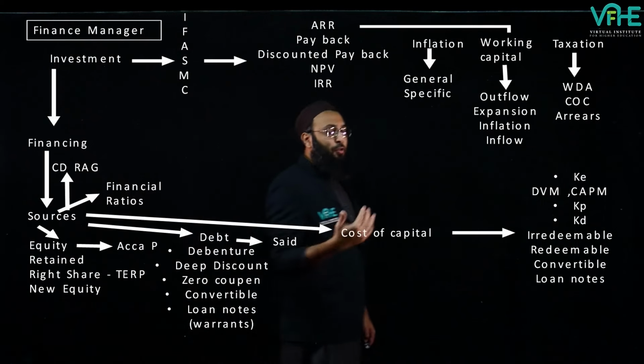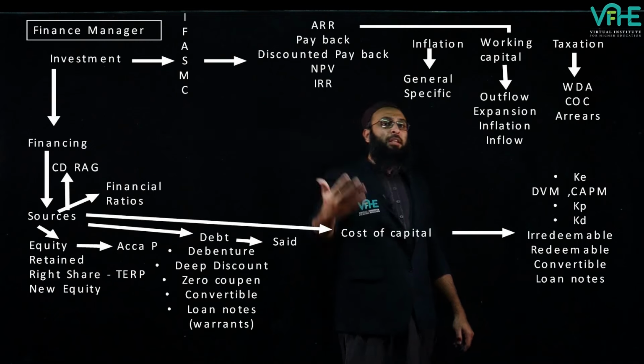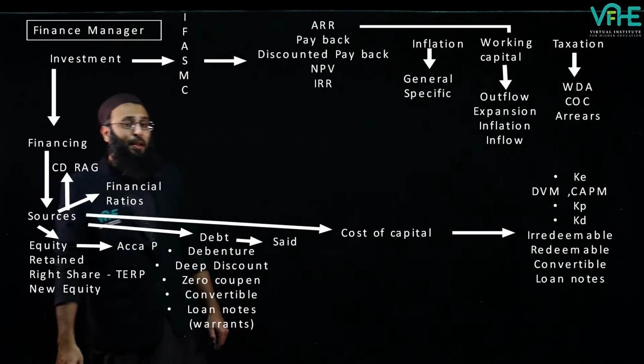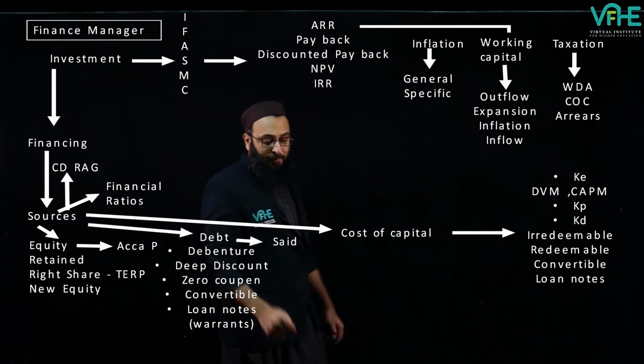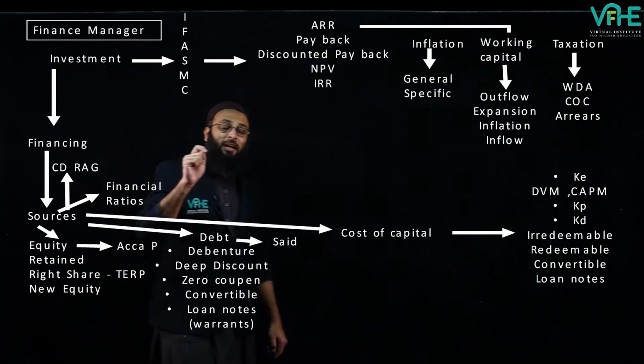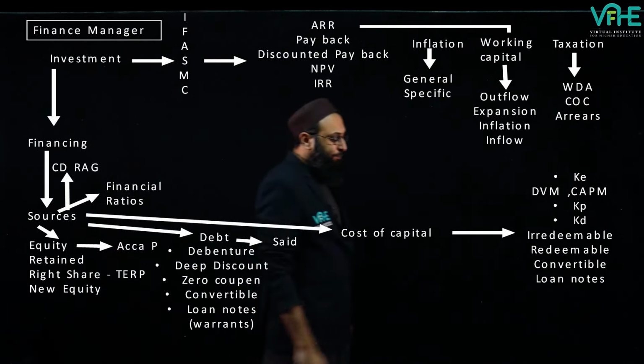Then you work out the weights for equity, preference shares and debt, and using that you work out WACC. WACC is basically the cost of capital, the minimum cost of capital that the company should be covering if it wants to satisfy its investors, that is the bank and the shareholders.